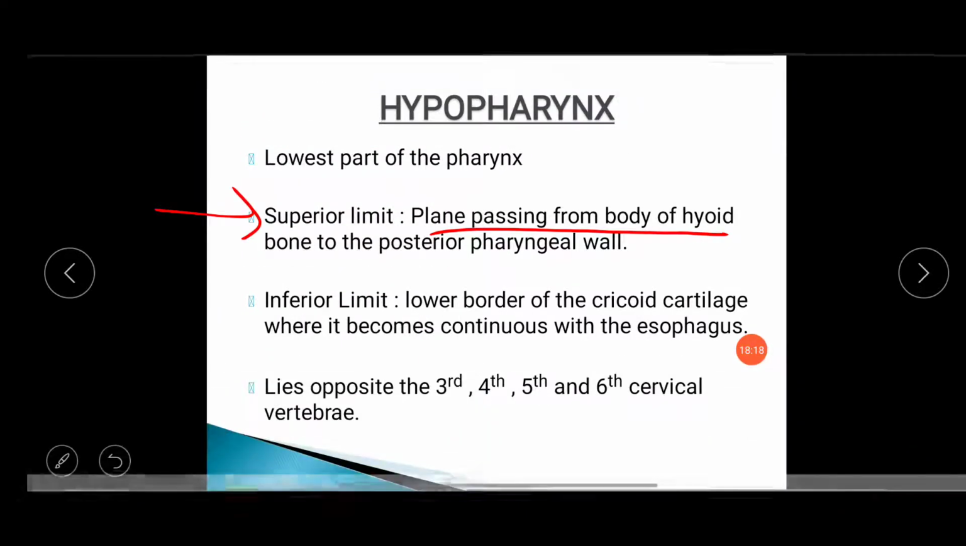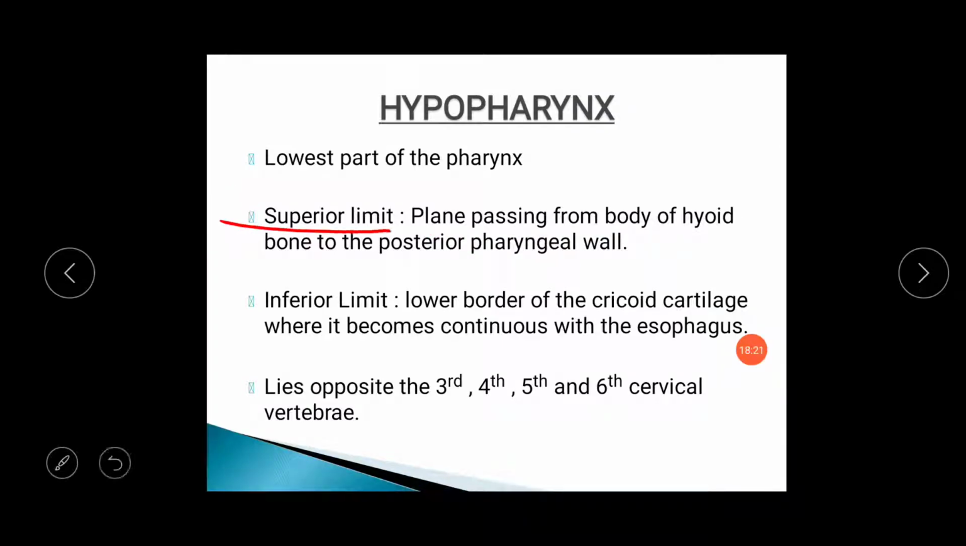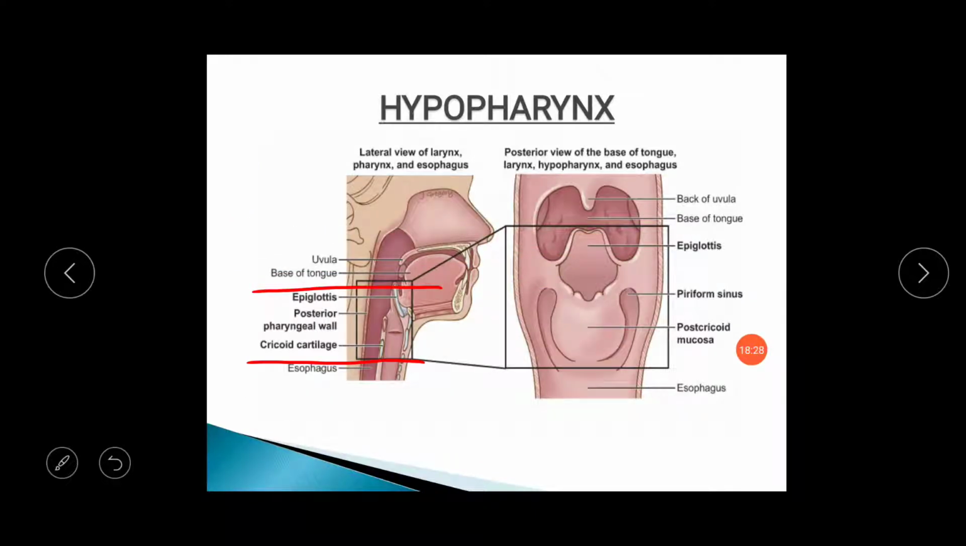The hypopharynx is the lowest part of the pharynx. The upper part of the hypopharynx is at the plane of the hyoid bone. So this body of the hyoid will form the roof of the hypopharynx. The most inferior part is at the lower border of the cricoid cartilage. So this is the hypopharynx.